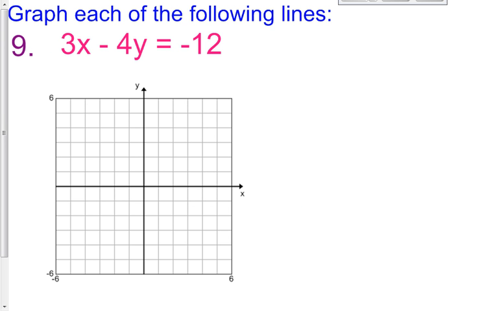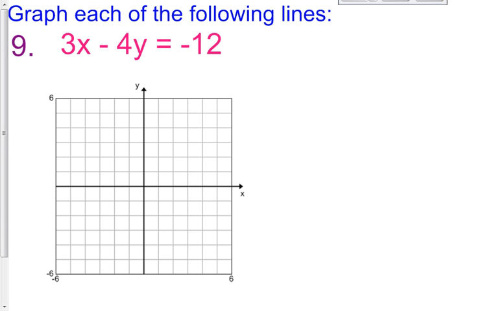This one, 3x minus 4y equals a negative 12. This is in standard form. So what I'm going to do is I'm just going to graph the intercepts. If you guys changed it into y equals mx plus b form, we're still going to get the exact same line. Our work won't be exactly correct, but that's just fine. Our lines will be exactly the same if we both do it right.